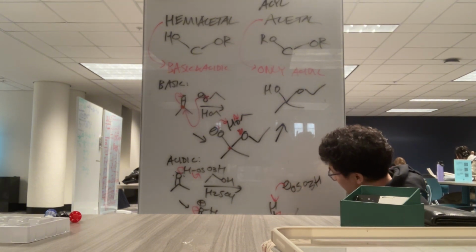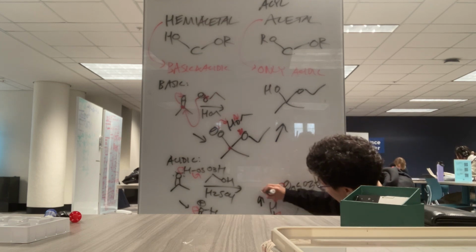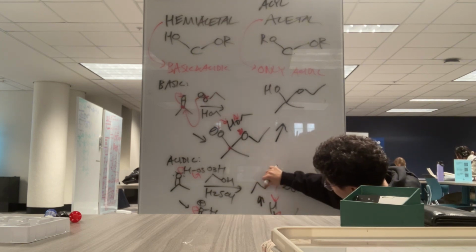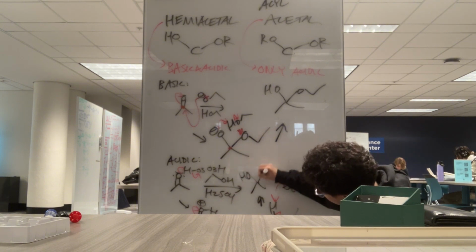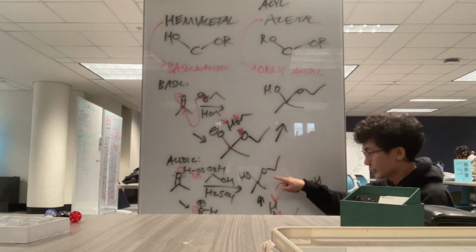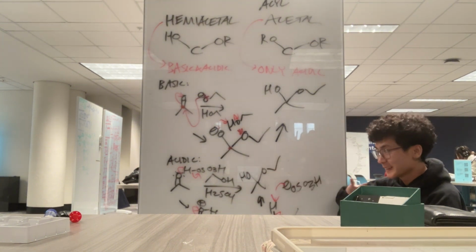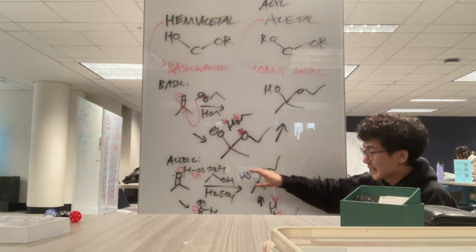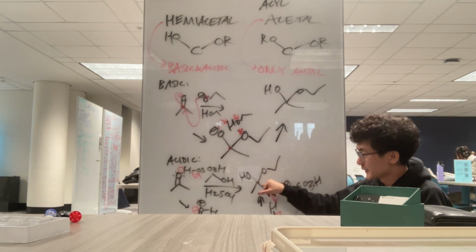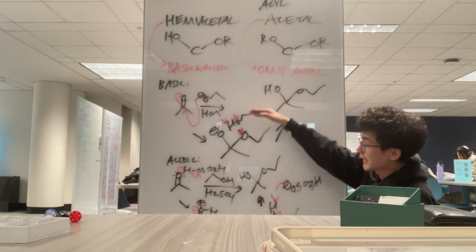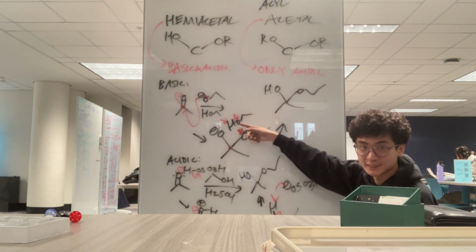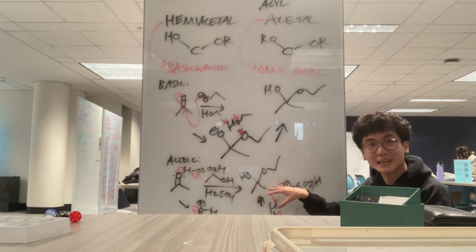the positively charged oxygen to give us our neutral hemiacetal, OH, OR. And this is if we have only one equivalent of the alcohol, but most likely you have an excess amount of this alcohol, and this is when you can go all the way to an acetal. But I'm going to stop here for now because this is just forming a hemiacetal in acidic conditions and basic conditions. We're going to come back to this when we go over acetal formation.